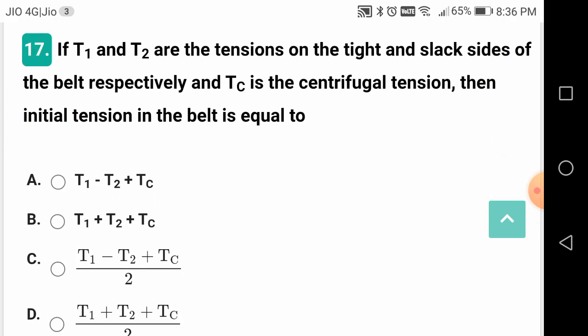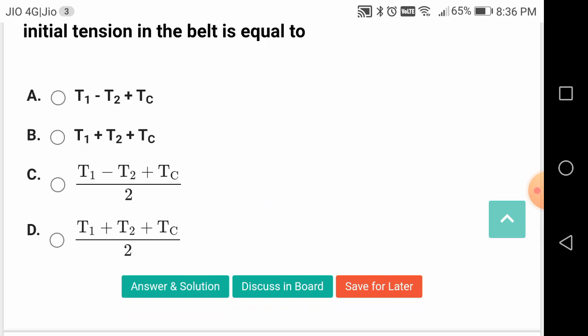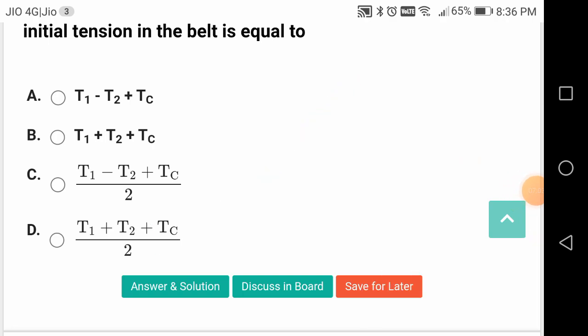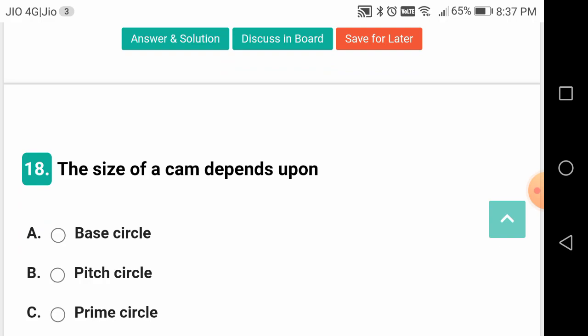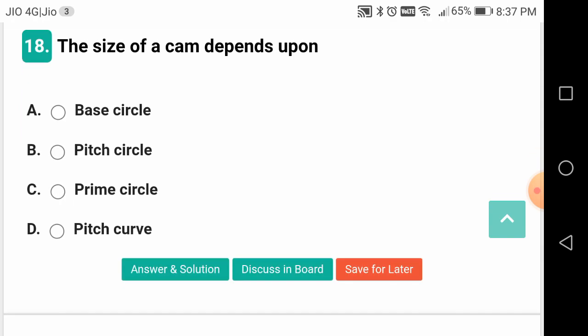If T1, T2 are the tensions on the tight and slack sides of the belt respectively, and TC the centrifugal tension, what is the centrifugal tension formula? TC is equal to MV square, where M is the mass per unit length of the belt and V is the tangential speed of the belt. Now he is asking, what is the initial tension? Initial tension is equal to T1 plus T2 plus 2TC, friends. Actually, it is not printed properly. It should be (T1 plus T2 plus 2TC) by 2. That is the correct answer, because centrifugal tension will be taken into consideration on the tight side and slack side.